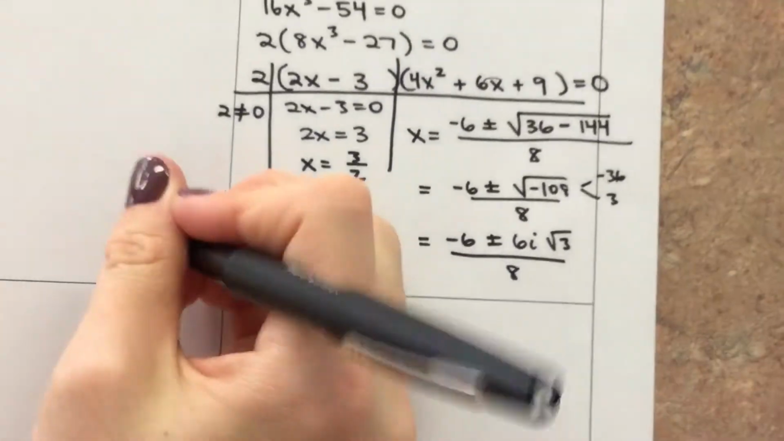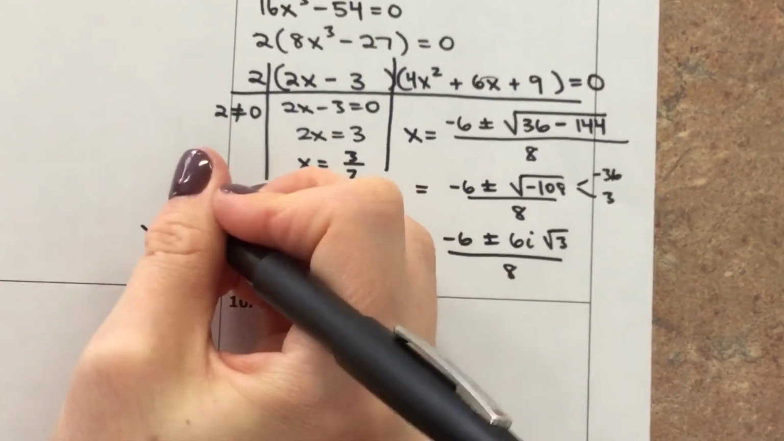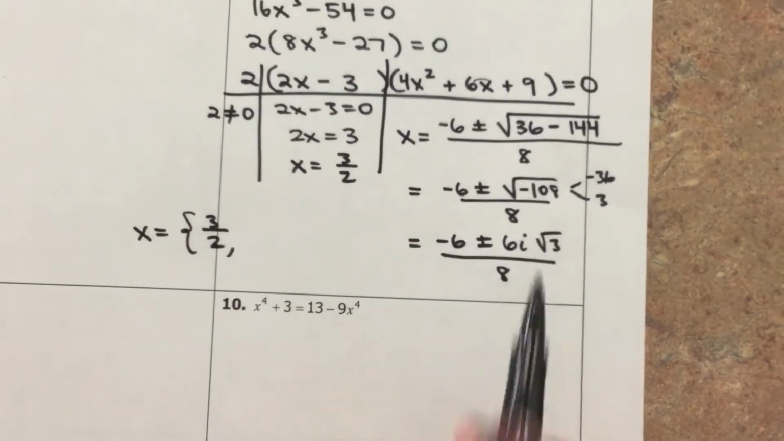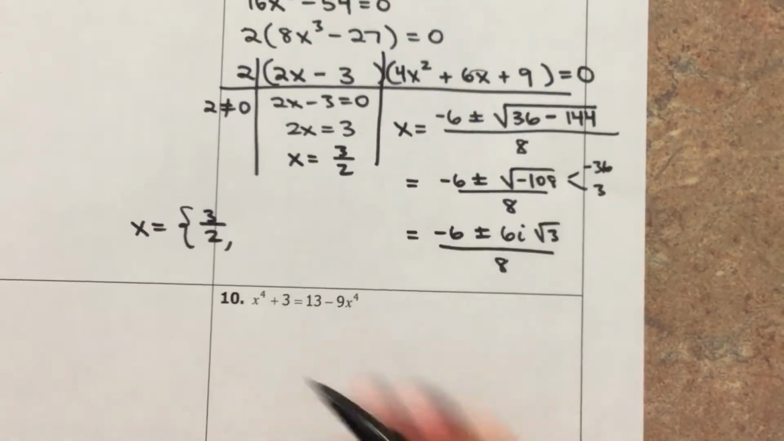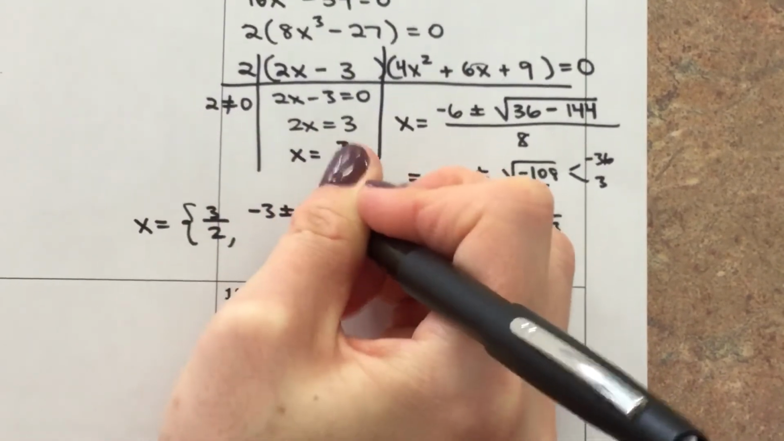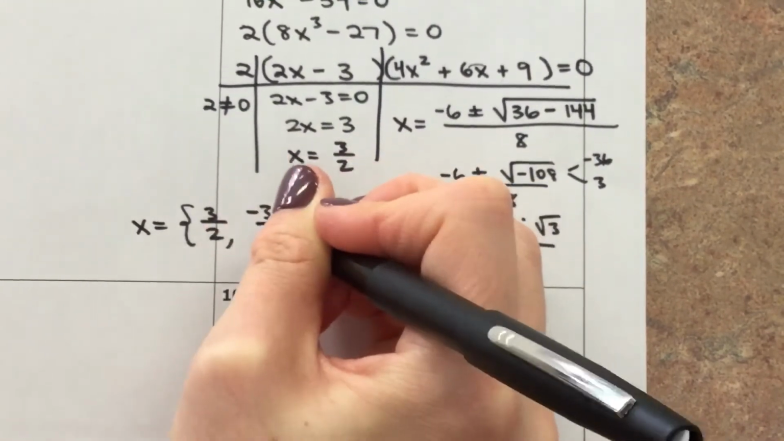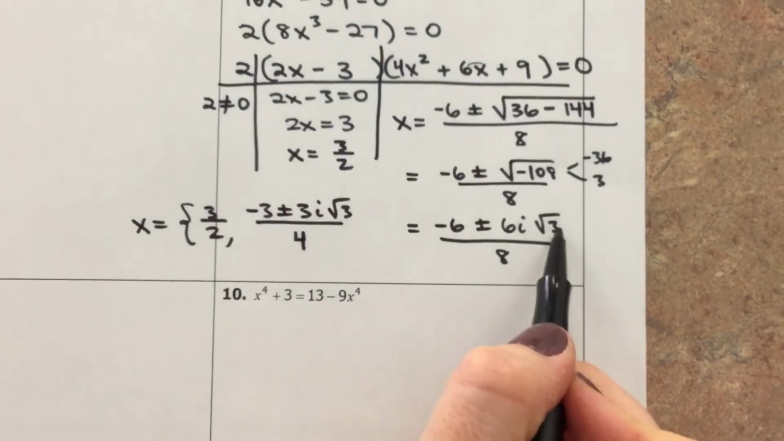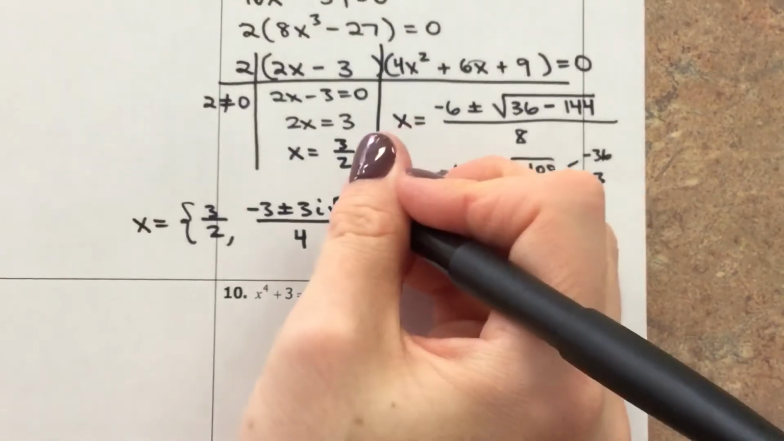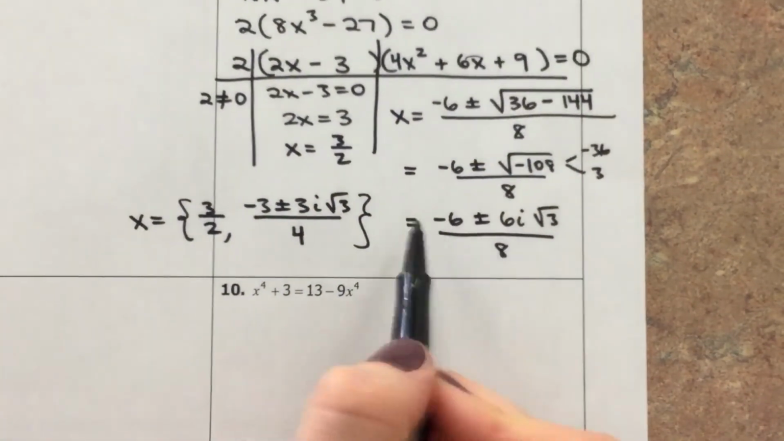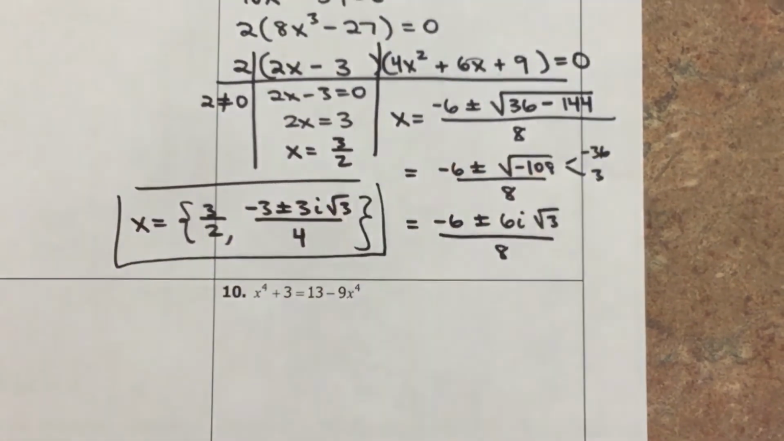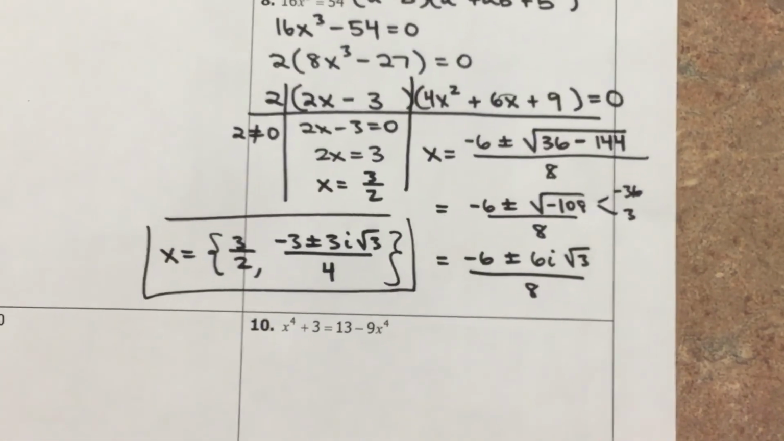And we're not doing 7, so we can squeeze them in over here. So our answers are the 3 halves that we had from the first part, and then here I can reduce these down by 2. So negative 3 plus or minus 3i root 3 over 4. So this doesn't reduce, it's just like the constants out front that we can divide them all down by 2 if they all share a common factor. If only 2 of them do, you can't do that. So that is our final answer for number 8. And that's where we're going to stop part 1.